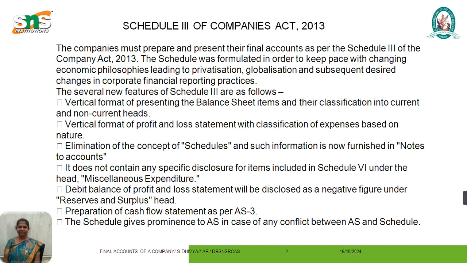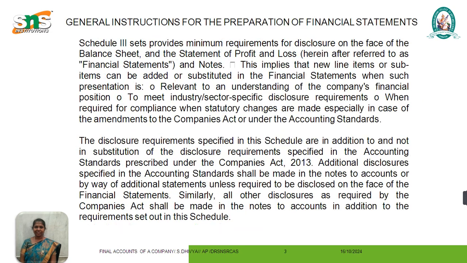Schedule 3 of the Companies Act 2013 gives the vertical format of presenting the balance sheet items and the classification of current and non-current items. It also gives the vertical format of the profit and loss statement, which classifies expenses based on their nature. The concept of schedules is eliminated, and such information is now furnished in notes to accounts. It does not contain any specific disclosure for items in Schedule 6 under miscellaneous expenditure. The debit balance of the profit and loss statement will be disclosed as a negative figure under reserves and surplus, along with the preparation of the cash flow statement.